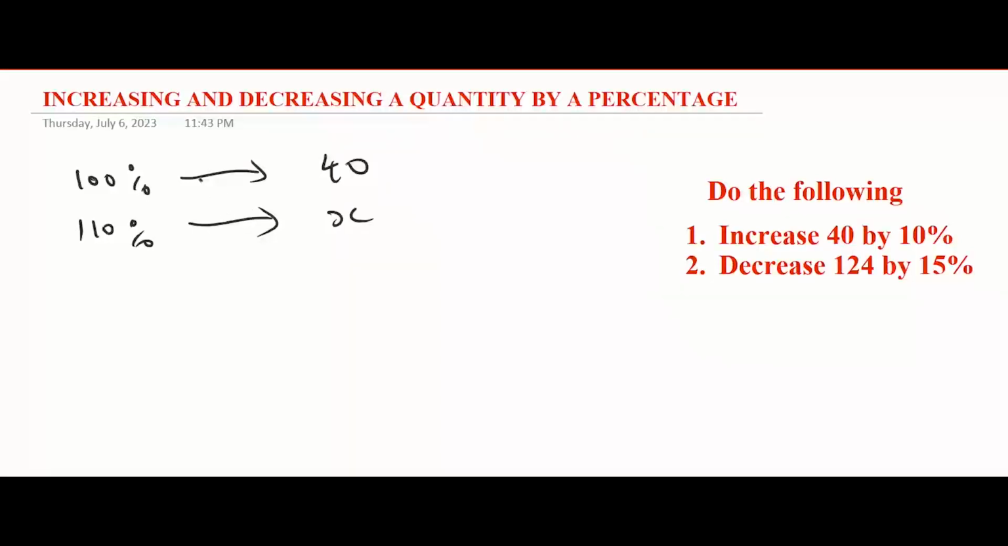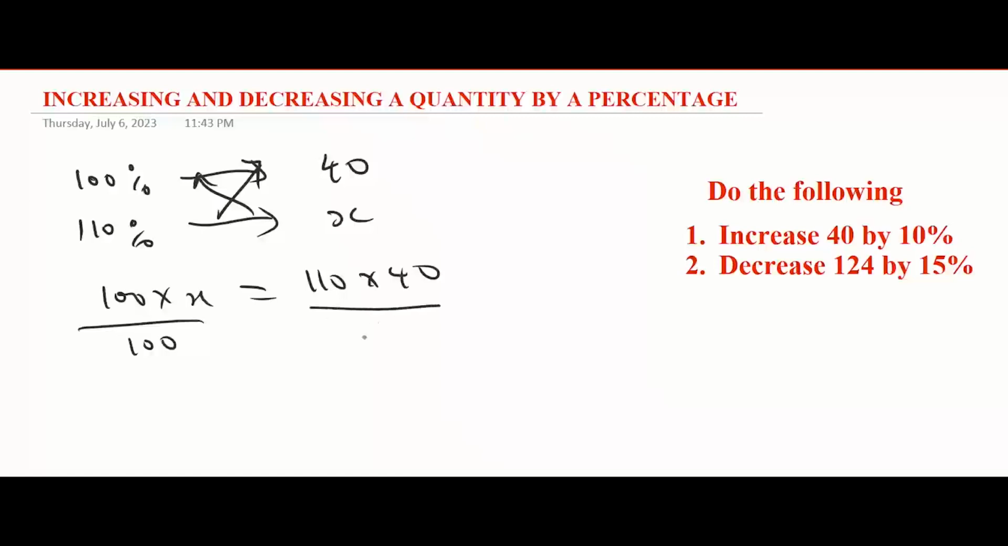So you cross multiply like this, then it will be 100 by x equals 110 by 40. Let's divide both sides by 100. This will cancel this. So x will be equal to, the last 0 will cancel the last 0, so you have 44 left. So that means at 110% you get 44, which implies that if you increase 40 by 10%, the new value will be 44.